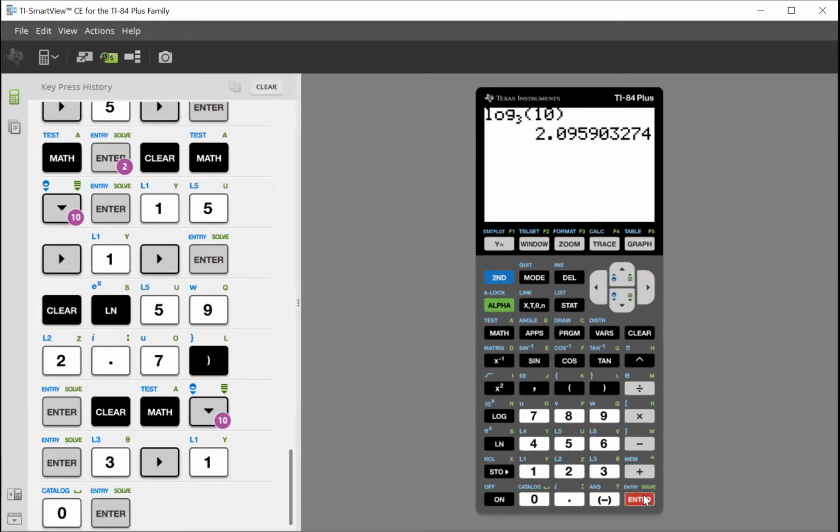All right, so let's see. 2.095. My 4th number is a 9. And you always look at the number after it, which is a 0. So mine's going to stay a 9. So mine's going to be 2.0959.